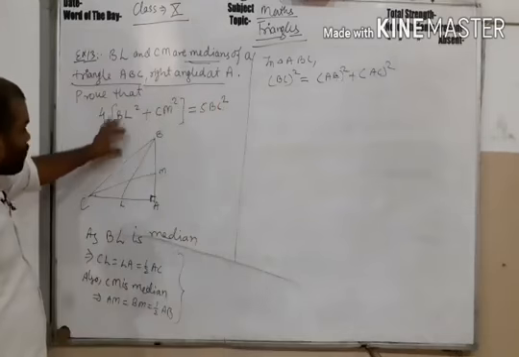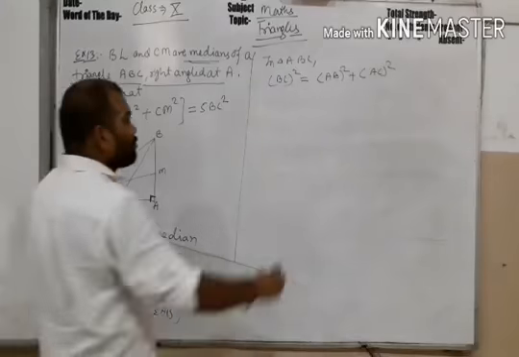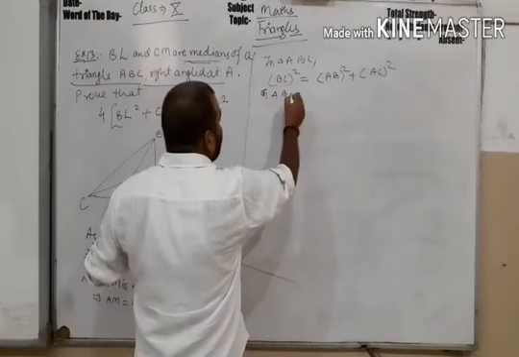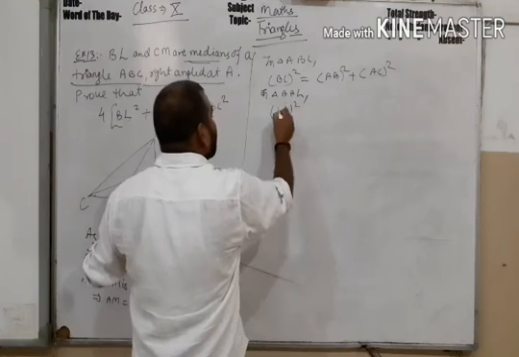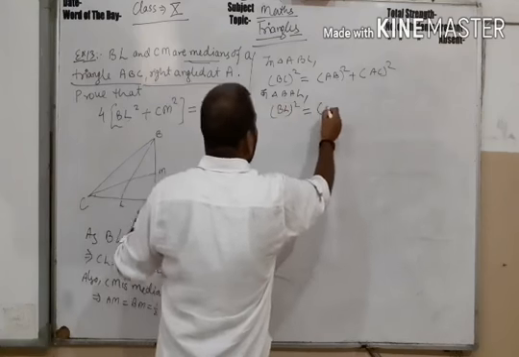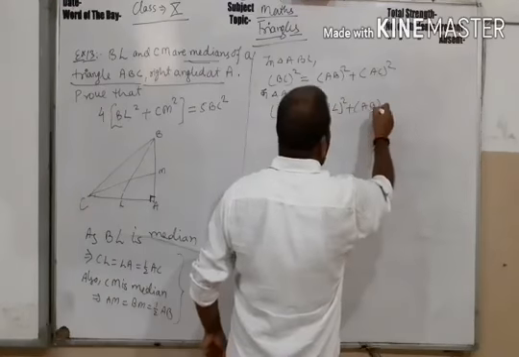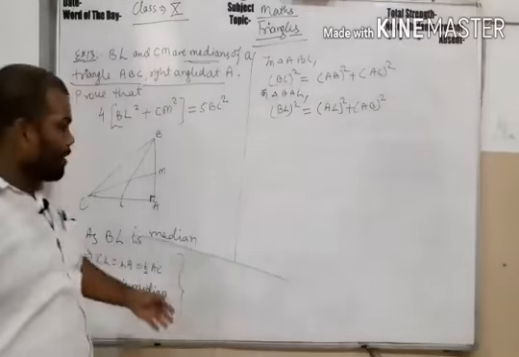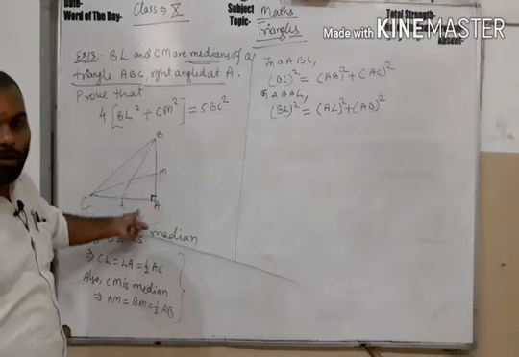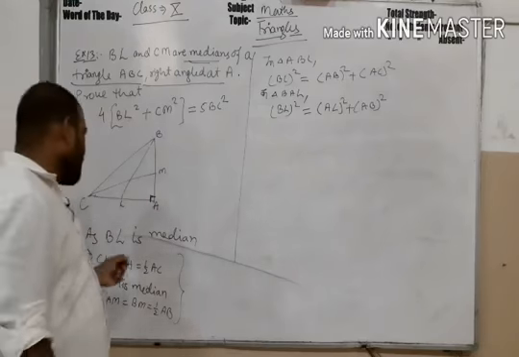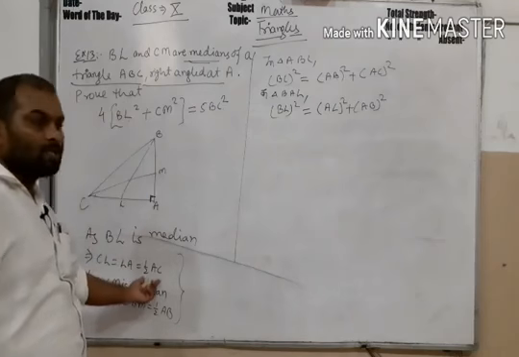Now we need the square of BL. BL is in triangle BAL, so in triangle BAL, the square of BL is equal to the square of AL plus the square of AB. Now the square of the hypotenuse is equal to the sum of the squares of the other two sides. Clear?